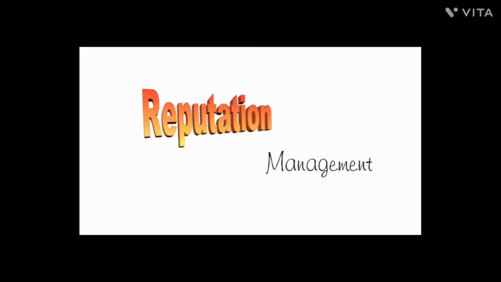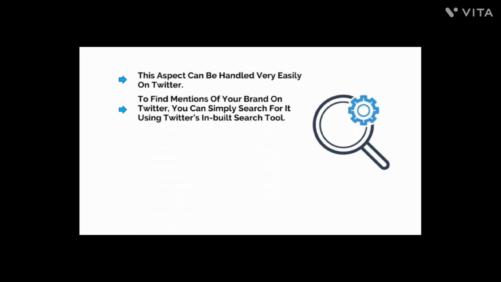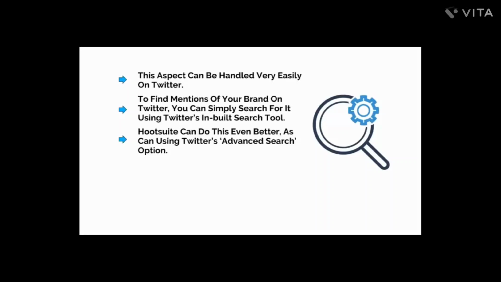This involves the process of responding to reviews and encouraging positive feedback, but it can also mean responding to comments and discussions about your brand. This aspect can be handled very easily on Twitter. To find mentions of your brand on Twitter, you can simply search for it using Twitter's built-in search tool. Hootsuite can do this even better, as can using Twitter's advanced search option.